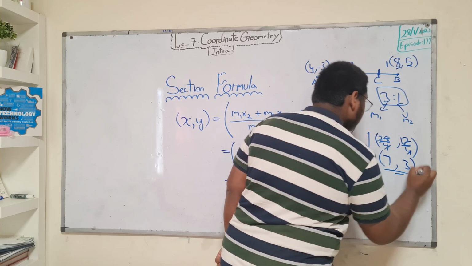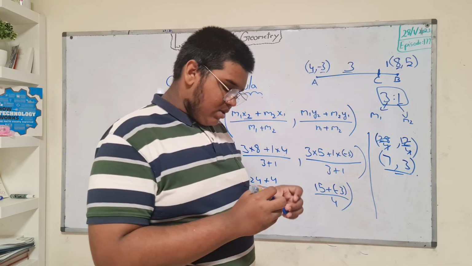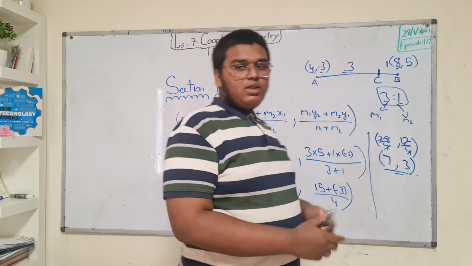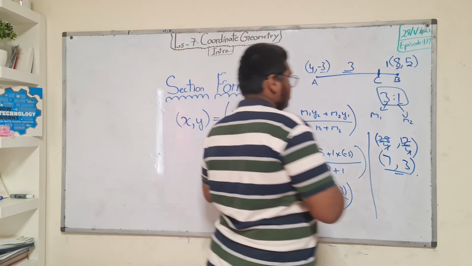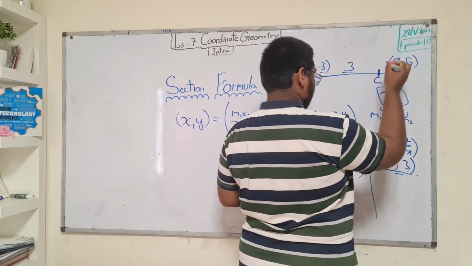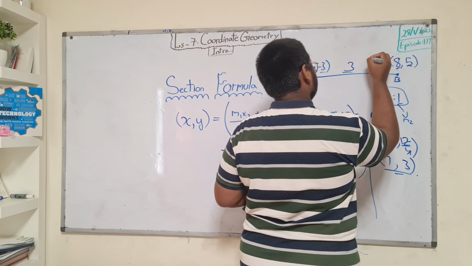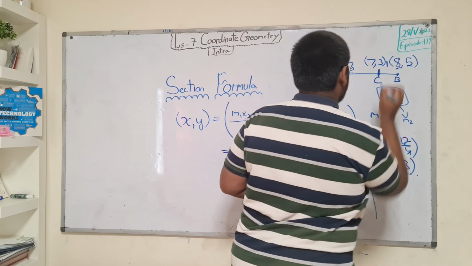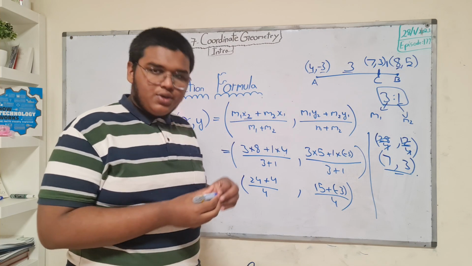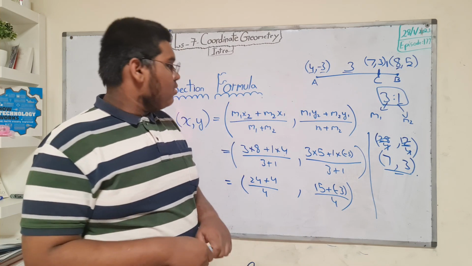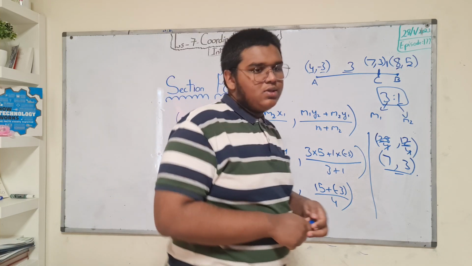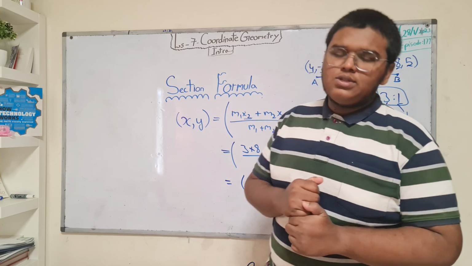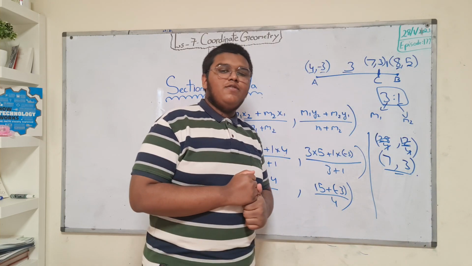So this is how we find the coordinates. This is the value of C. So hence we can write it over here: 7 comma 3, C. So this is how you use the section formula. I hope you understood this question and how to solve it, and we will do more questions of this type in our exercise, inshallah.